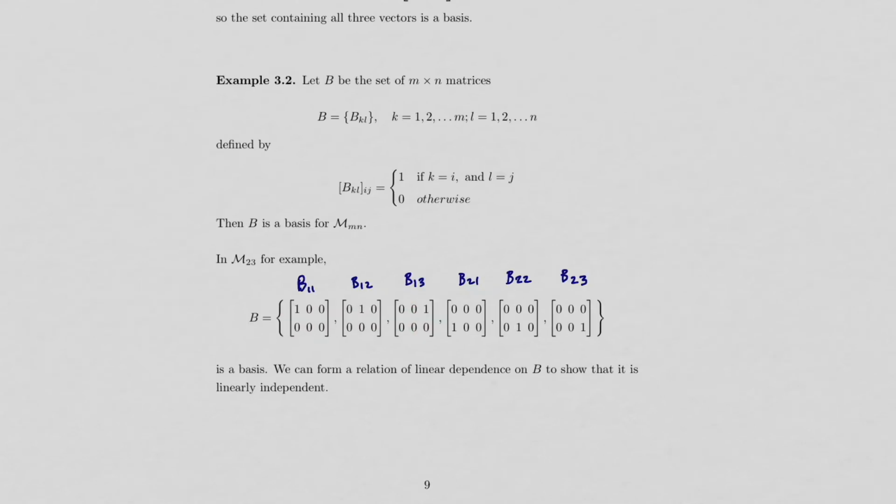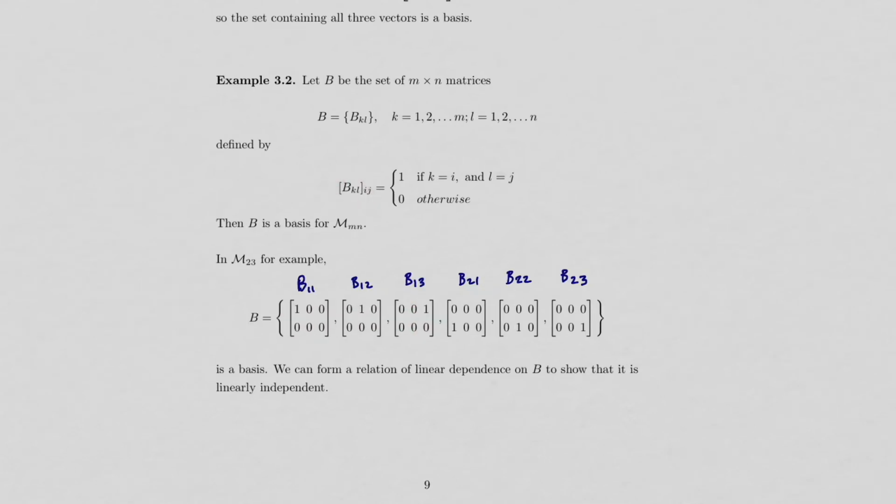This is really a nice, short, succinct way to describe this set, but it's not at all obvious what the heck that means. So let's look at a specific case, in this case M23, and see what would this set be if I follow this algorithm for constructing this set. What would the set B look like? Well, here it is. So this is B11, B12, B13, etc. And we can see how that works up here.